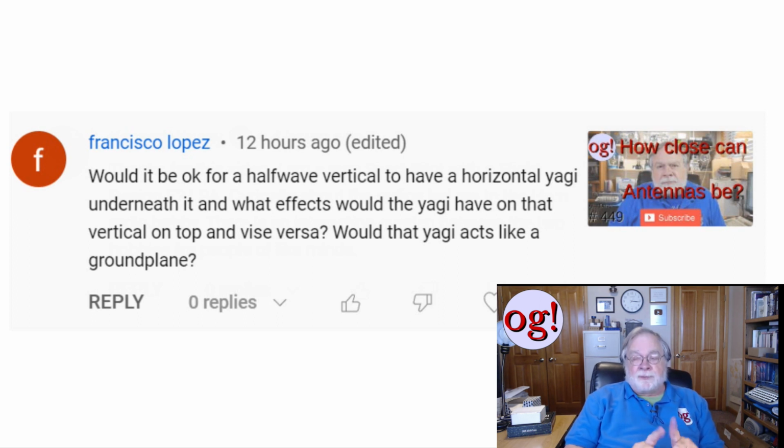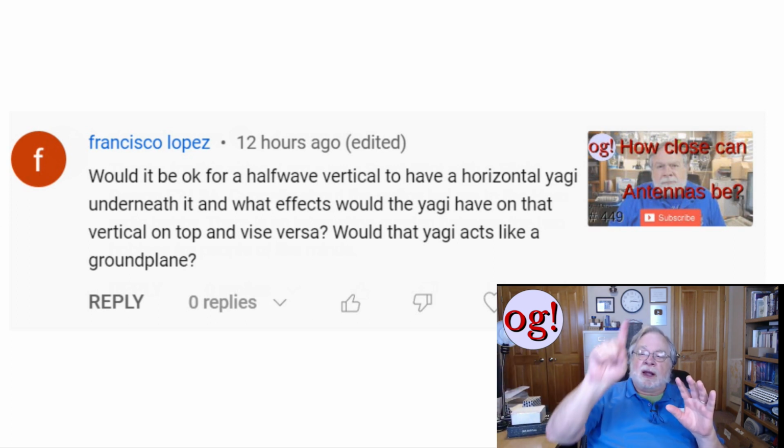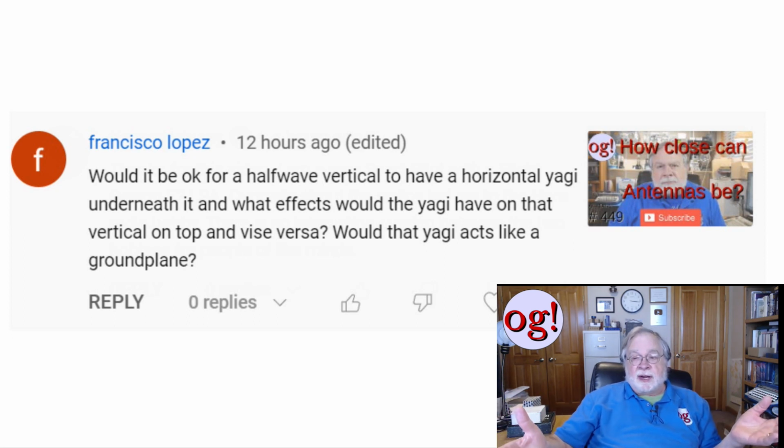Now, it is true that if a signal is coming in off the side of the Yagi, the vertical might pick it up better. But the vertical will not tell you where it is. You have to swing the beam around to get to that.